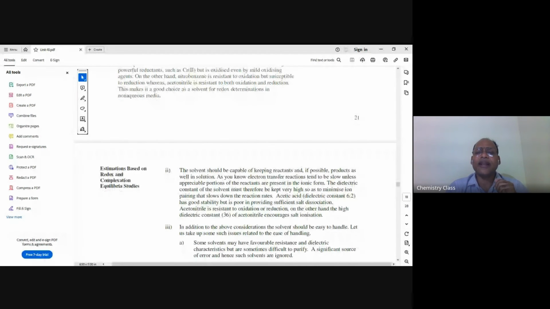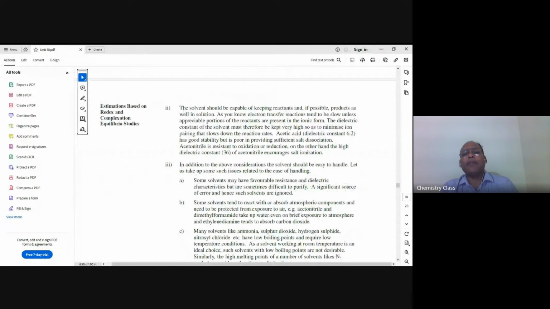Second, what is the criterion? The solvent should be capable of keeping reactants, and if possible, products as well, in solution. That means the solvent keeps the reactants in a safe mode, because you have to do the titration involving oxidation and reduction. So whatever solvent you are using should be in safe mode, and if possible, the products should also stay in solution.